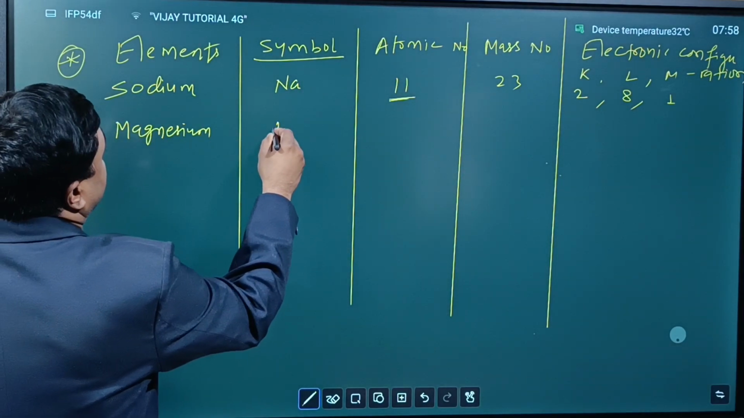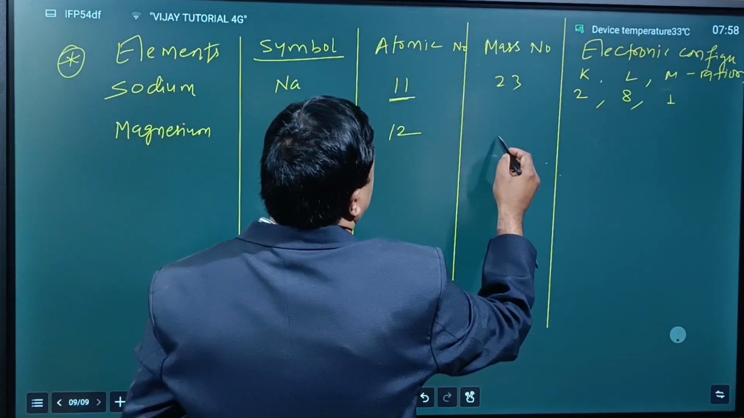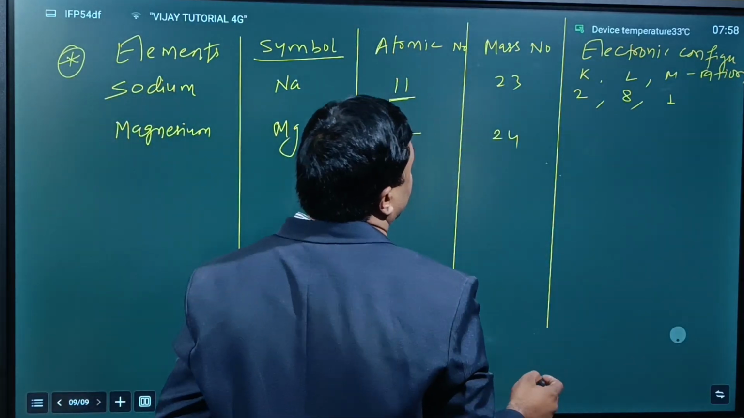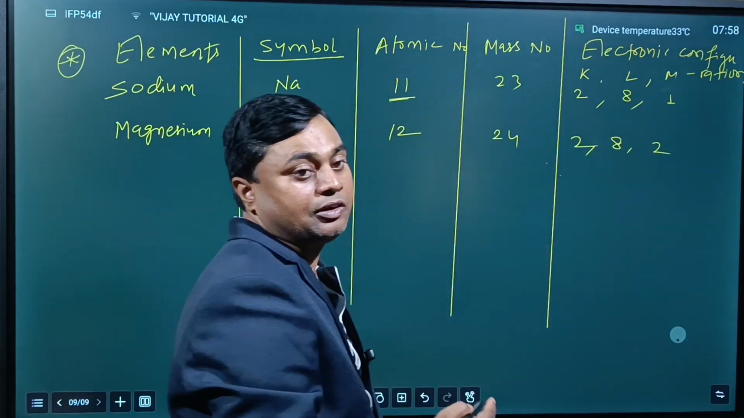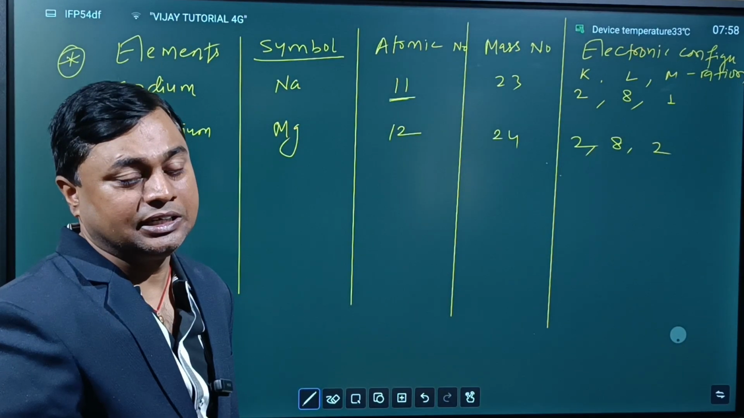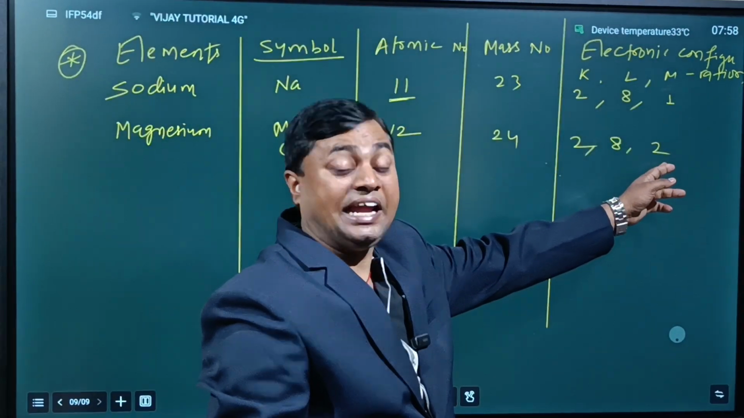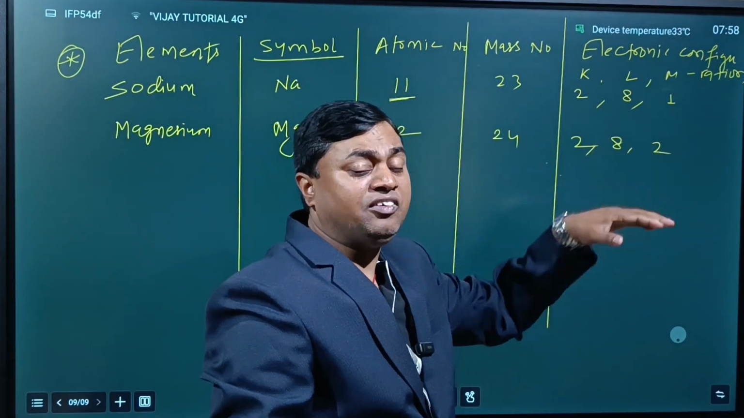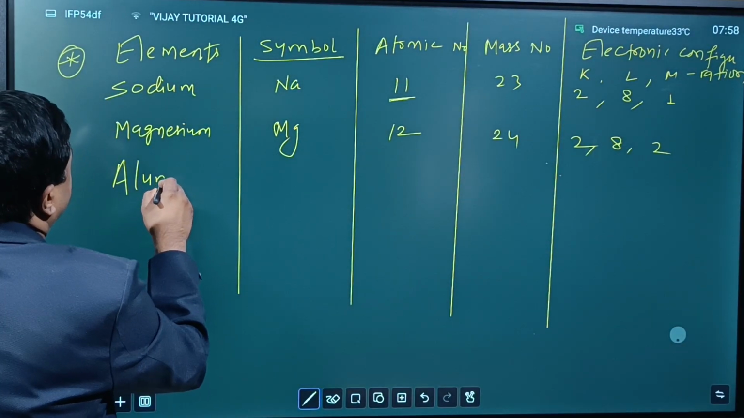Similarly, come to magnesium. Symbol is what? Mg. Atomic number 12. Mass number is what? 24. Electronic configuration 2, 8, 2. First shell we can give maximum 2 electrons. Is it clear? Second shell 8 electrons if it is available. Third shell 18 electrons, but 18 is not there, we can give less than 8. Is it clear?